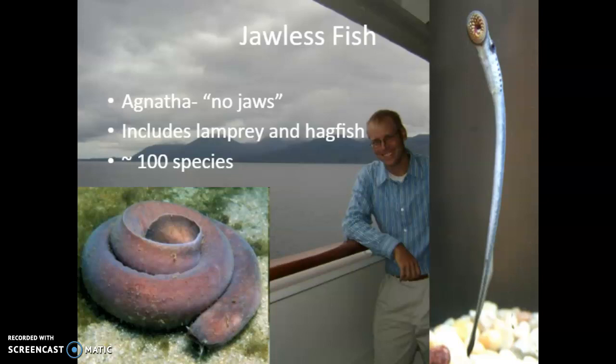Lamprey get a bad rap in the Great Lakes. There is a parasitic sea lamprey that does not belong in the Great Lakes. It just about wiped out our population of lake trout in Lake Michigan and the rest of the Great Lakes. Real bad news. But we also have native lamprey that do not cause problems for the fish. And then down here we have the hagfish. They're deep sea fish. There are not a lot of different species of jawless fish. There's only about 100 species in the world that are known.